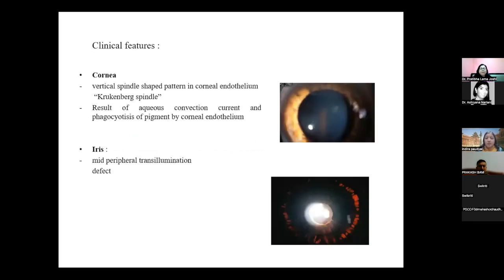Clinical features. Typically, in the cornea, there will be a vertical spindle in the corneal endothelium, known as Krukenberg spindle, and the spindle shape results due to the aqueous convection current and phagocytosis of the pigments by the corneal endothelium. In the iris, we will see a transillumination defect, and it is different from that of pseudoexfoliation, because in pigment dispersion syndrome, we see the transillumination defect in the mid-stroma of the iris.